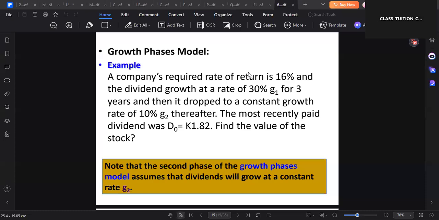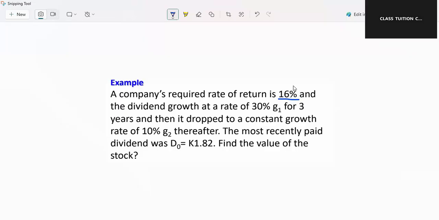A company has its required rate of return at 16%. So this is our K. And the growth rate is 30%, G1, for the first 3 years. So our G1 is 30%. And then it drops to a constant rate of 10%, G2. So our growth in the second phase is 10%, G2. And the most recently paid dividend, D0, is 1.82. Find the value of common stock. So these are multiple phases.